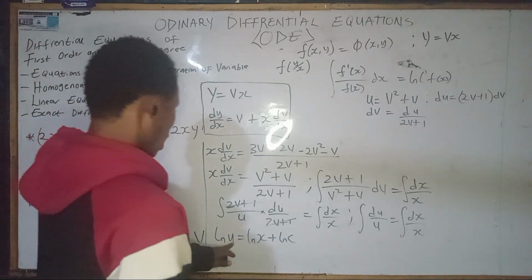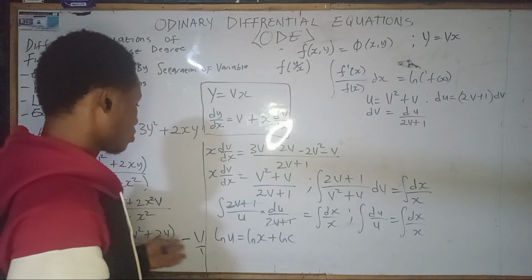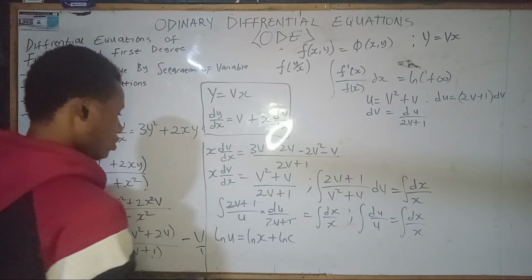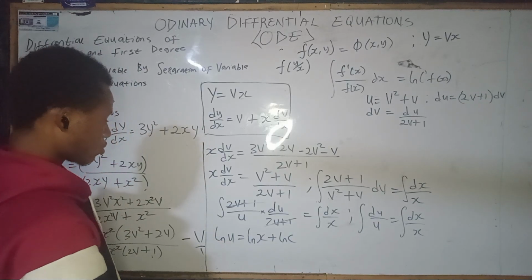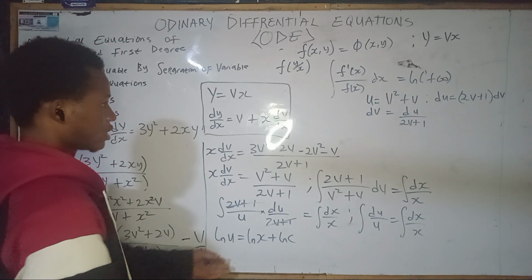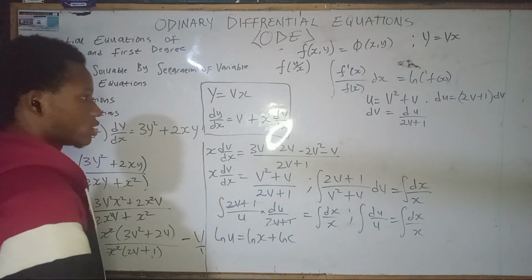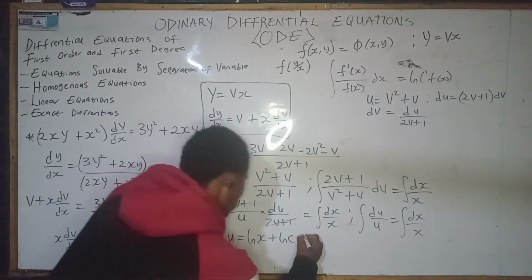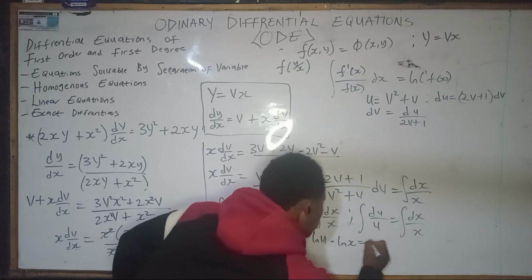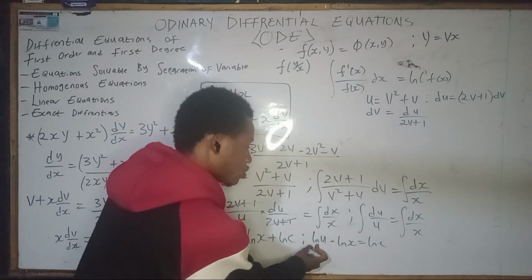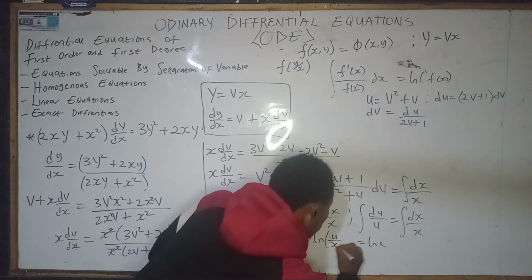Since we have this, I can bring back my value for u, which is v² + v. I can decide to leave it like that, or I can bring u and x together. Let me bring it to this other side. We have ln u minus ln x equals ln c, and we know that ln u minus ln x is the same thing as ln of u over x.